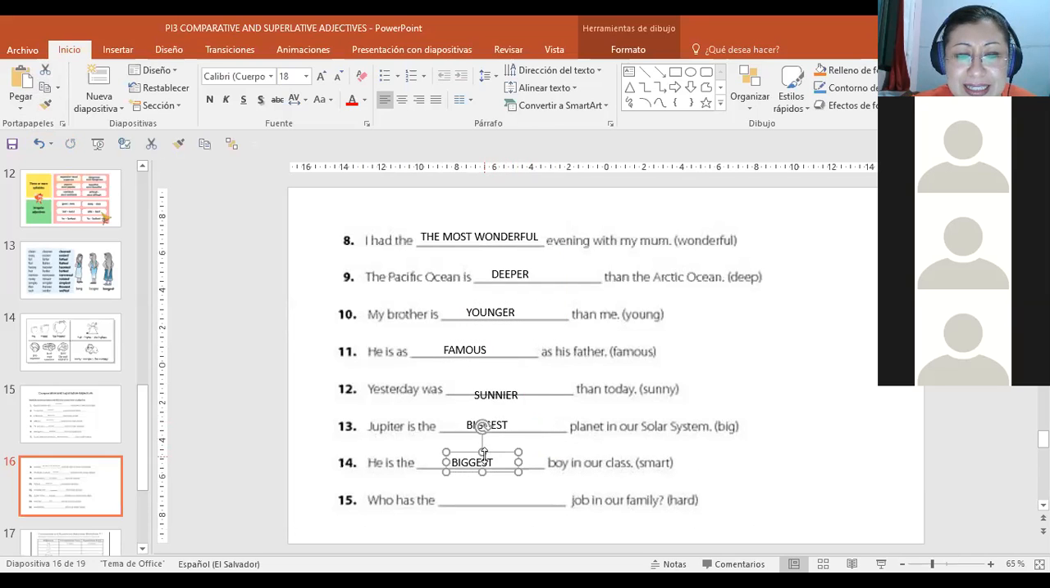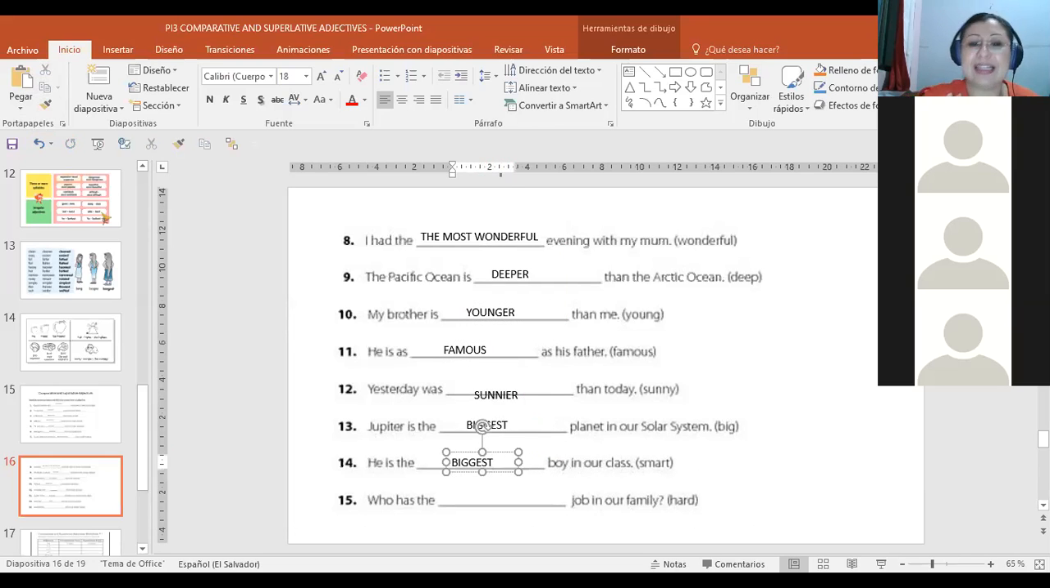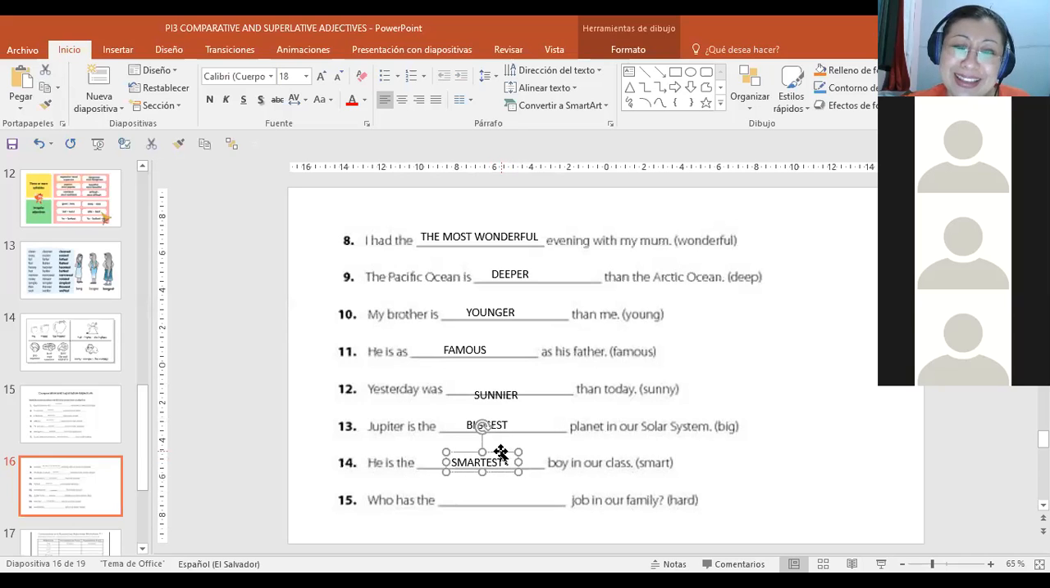He is the smartest boy in our class. Very good. Smartest. Yeah, smartest. It sounds like it's martes. It sounds like it's martes today. Yeah, it's funny, but it's true. He's the smartest boy in our class. Very good. It's martes. Funny. Yeah, it is funny.